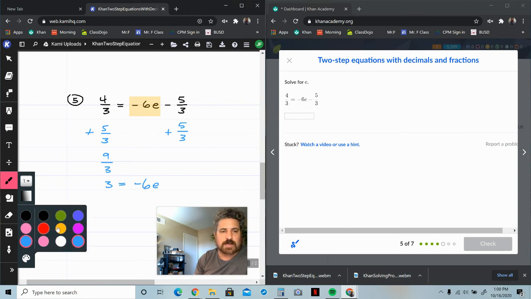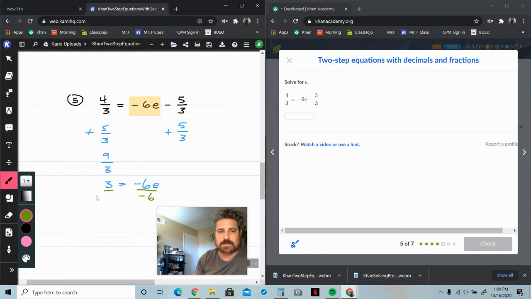Now you want to undo times by negative 6. So how do you undo that? You divide by negative 6, not to one side but to both sides. And you get e is equal to the result of 3 divided by negative 6. Well, that's the same as negative 1/2, right? So that's negative 1/2. And there's your answer. So your answer is that e is equal to negative 1/2.